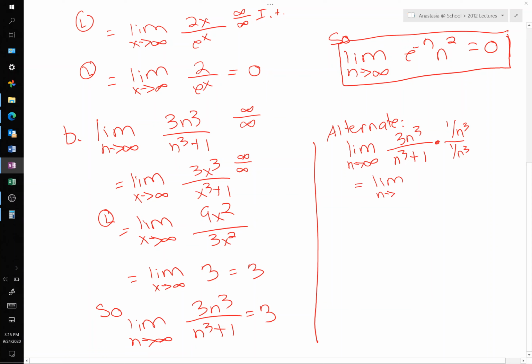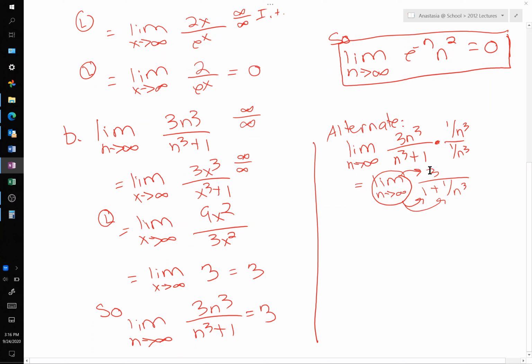So in the numerator, 3n cubed times 1 over n cubed gives us a 3. n cubed times 1 over n cubed gives us 1. And then 1 times 1 over n cubed gives us 1 over n cubed. So we have this. Now the reason why this is helpful is with limit laws, you can take your limit and move it to the numerator and the denominator and to each one of the terms in the denominator.